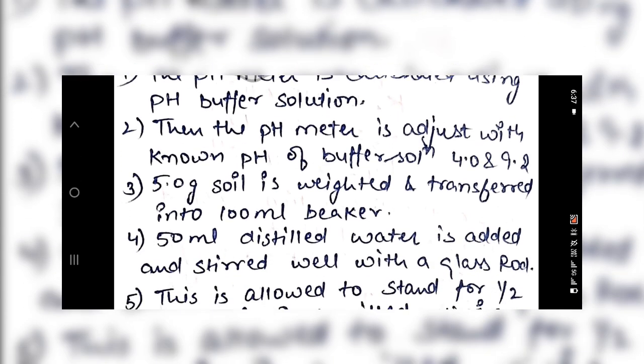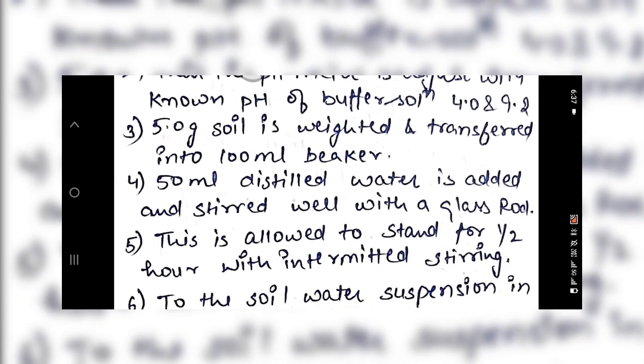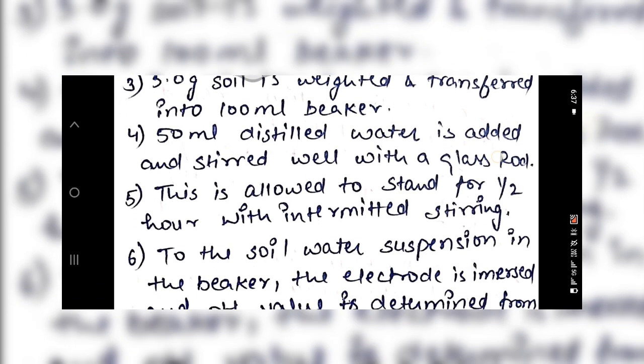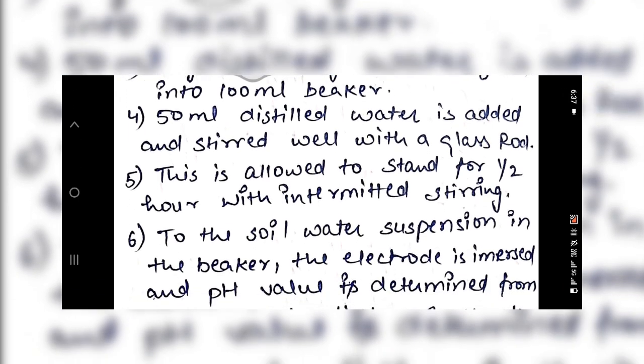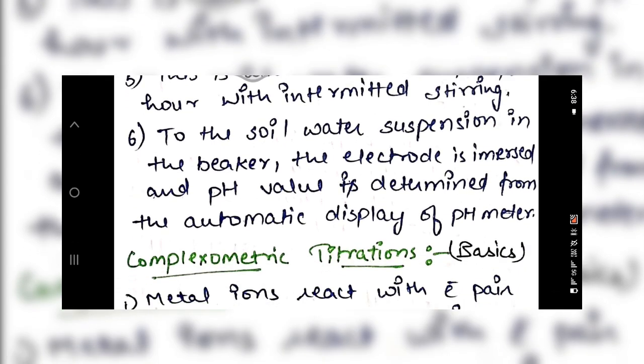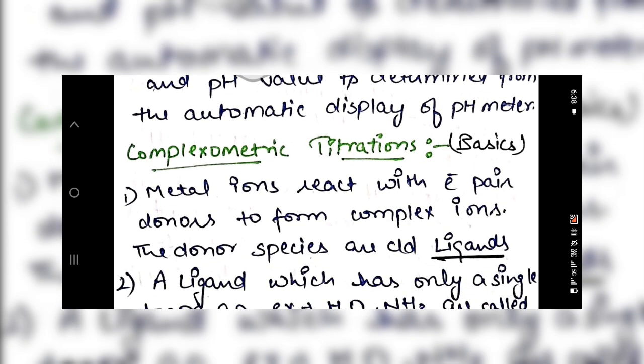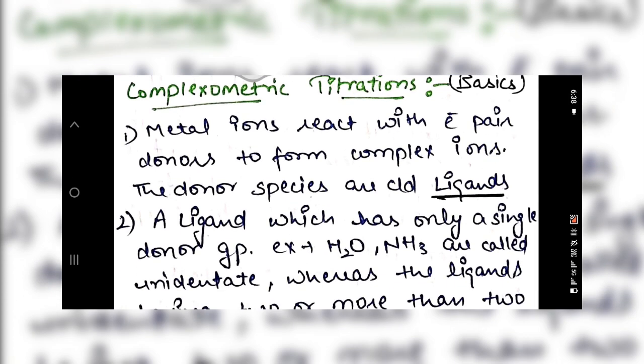5 gram soil is weighed and transferred into 100 ml beaker. 50 ml distilled water is added and stirred well with a glass rod. This is allowed to stand for half an hour with intermittent stirring. To the soil water suspension in the beaker, the electrode is immersed and pH value is determined from the automatic display of pH meter.